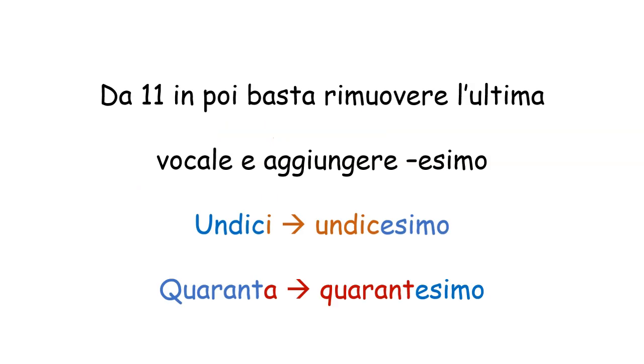It is very easy. The first 10 you have to learn by heart. But from 11 you can just remove the last vowel and add esimo. For example, 11, remove the I and put esimo: undicesimo. 40, remove the A and put esimo: quarantesimo.